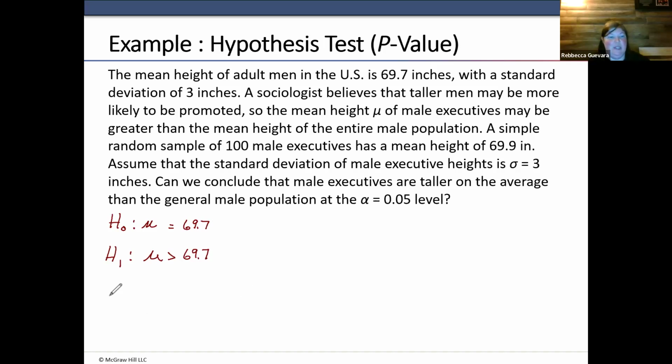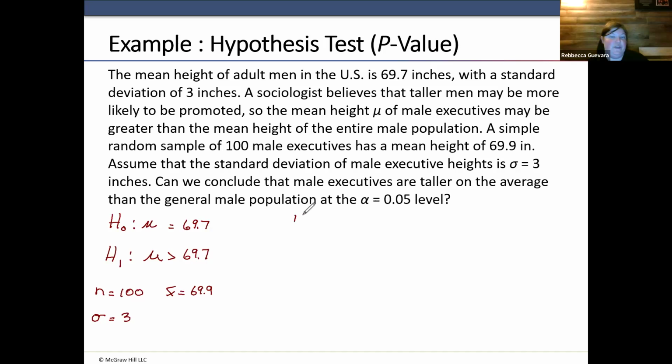A simple random sample of 100 male executives has a mean height of 69.9 inches, which is taller. We assume that the standard deviation of male executives is going to be 3. That's about what it roughly is for the population of all men as well. Can we conclude that male executives are taller on the average than the general male population at an alpha of 5%?